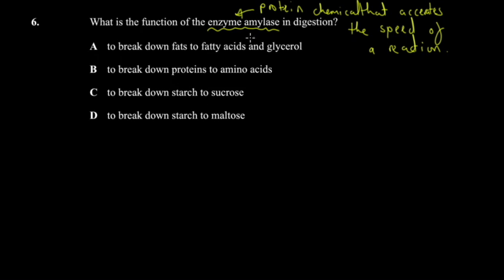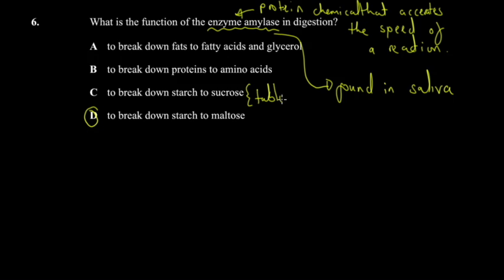Okay, that's what an enzyme does. And we have enzyme amylase. This one is found in the mouth, in saliva, and then it's used to break down starch to molecules. Okay, so these two were the tricky ones. So starch to sucrose, this is essentially table sugar.